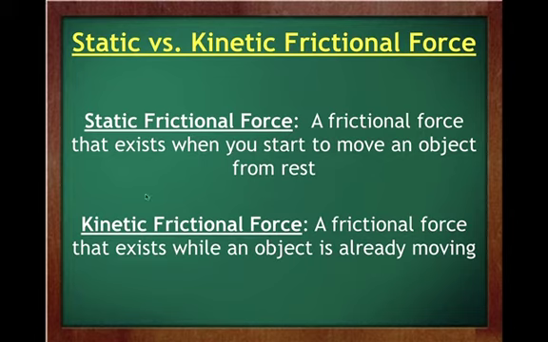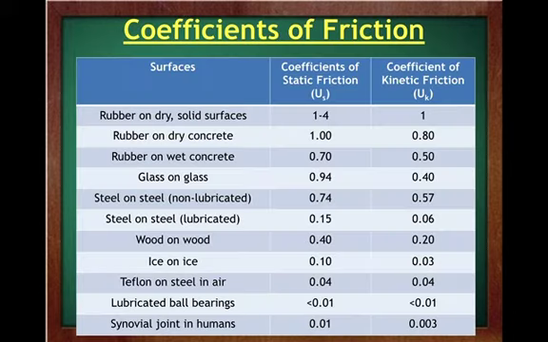Then we have kinetic frictional force, which is that frictional force that exists while an object is already moving. That would have been after it's already moving. What's the force of friction being applied there? Now, depending on the object and the surface, there are different what we call coefficients of friction. These are just constant values that are used in our calculations. Their symbol is this U-looking shape. It's not a true U; it's actually the symbol mu. It looks like a U with a little bit of a tail.